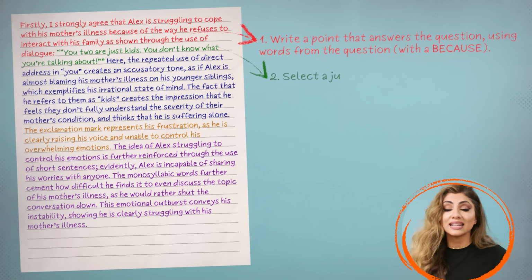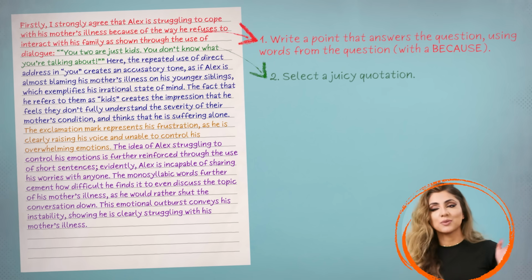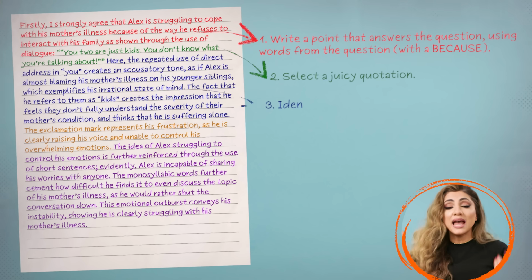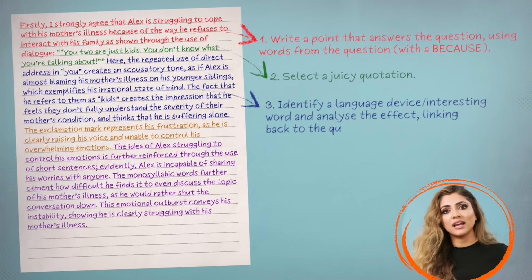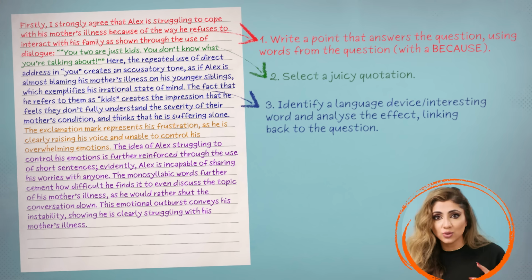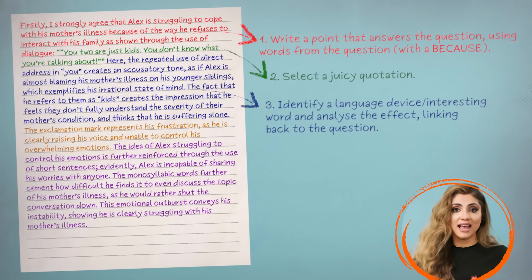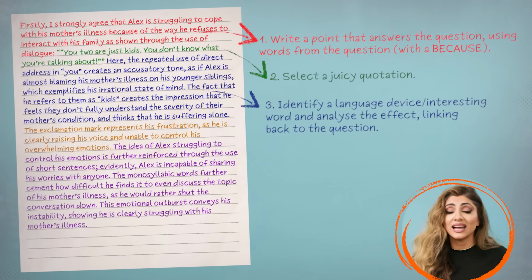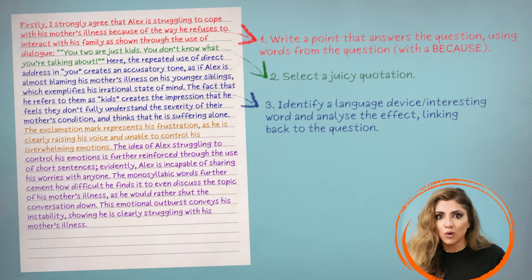After that, I selected a juicy quotation. It was not too long, it was not too short, but it had juice in it. It had some language devices and interesting words. Then I identified the language device or an interesting word choice and analyzed the effect, linking back to the question. The explanation here is much longer than for previous questions because this question is worth way more marks.